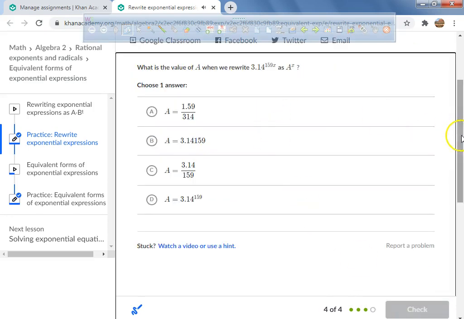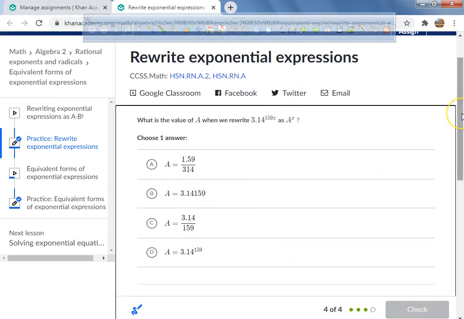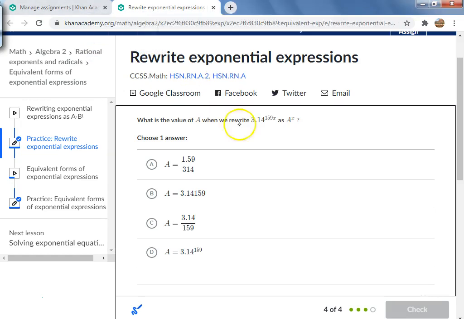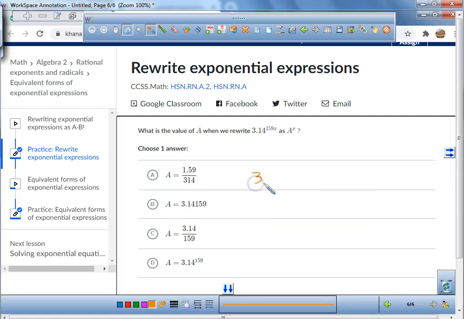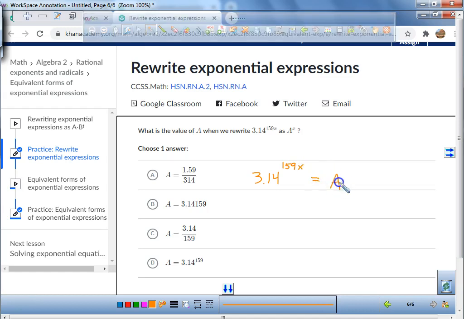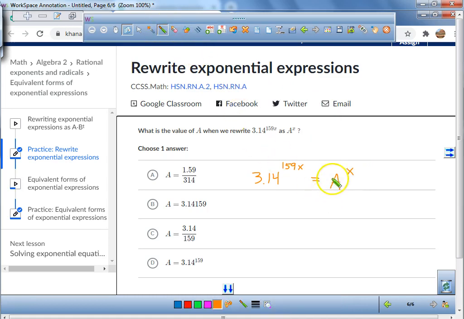Okay, here we go. One more problem. This is an easy one for y'all, really easy. You just gotta look at it carefully. Ready? 3.14 raised to the power of 159 times x, and we want it to equal a to the power of x. Everybody's going to get an easy one. We're trying to figure out what a is.